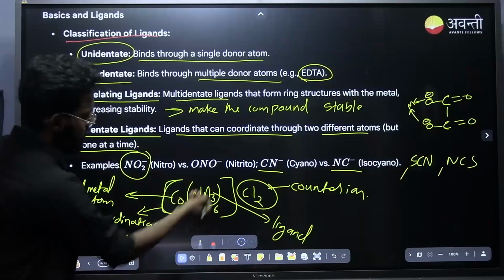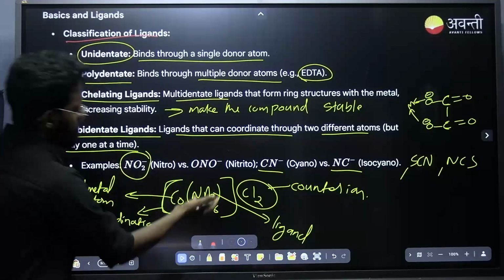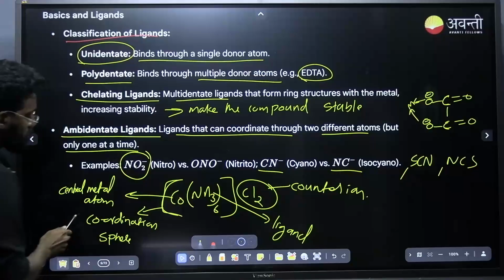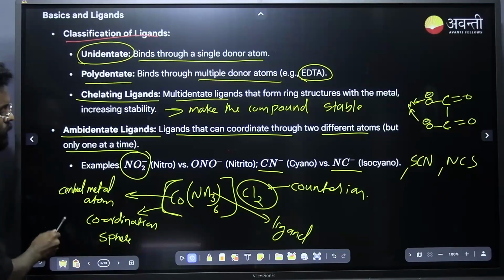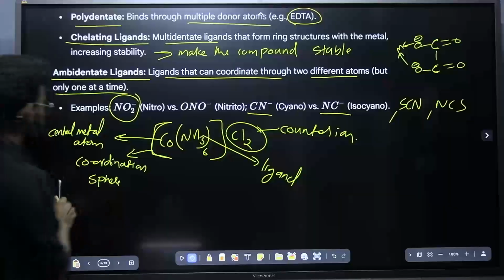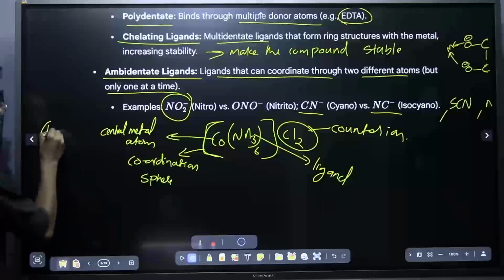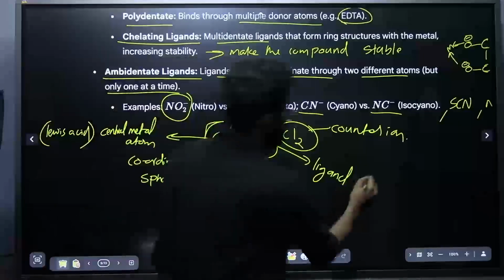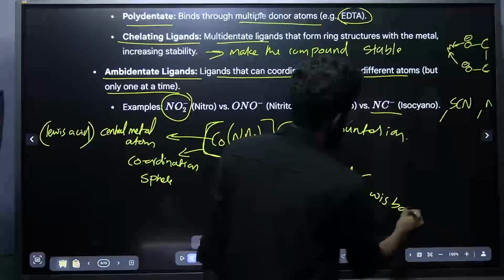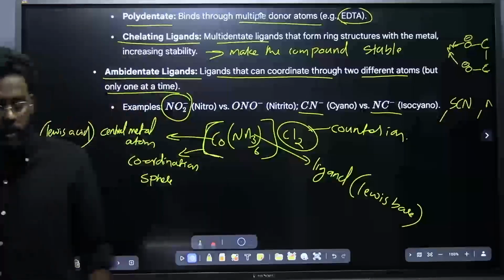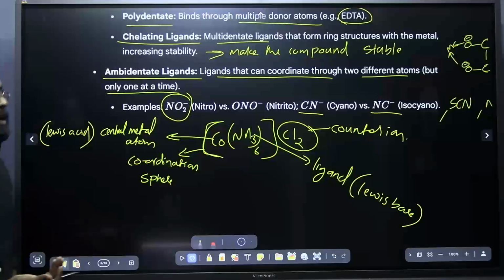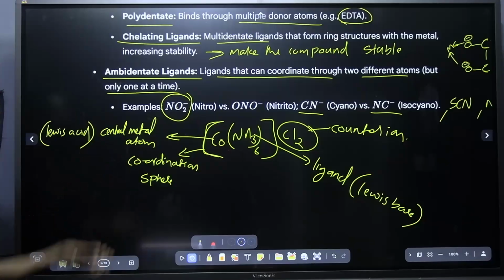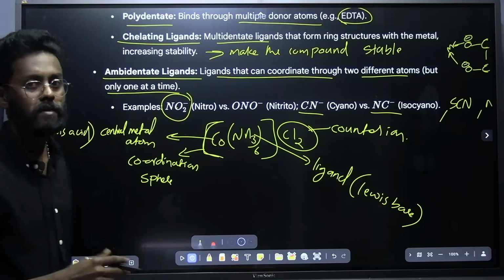What is actually happening is that the ligand, which has a lone pair or negative charge, donates electrons to the vacant d orbital of the central metal. As it is donating electrons to the vacant d orbital, the central metal will generally be a Lewis acid, and the ligand will be a Lewis base. In the ionic equilibrium chapter, we already discussed what a Lewis acid and a Lewis base are. As the central metal atom is receiving electrons, it is a Lewis acid. As the ligand is donating electrons, it acts as a Lewis base.